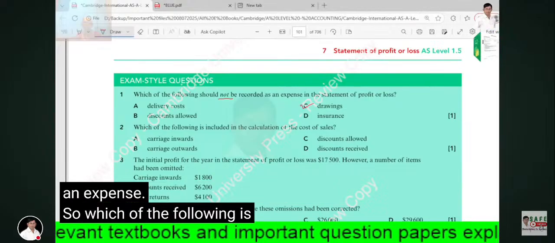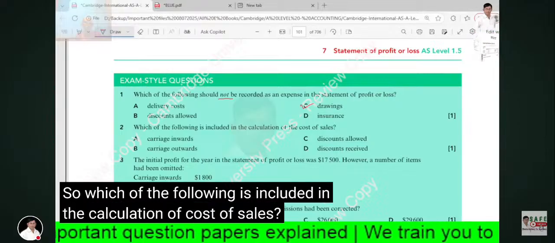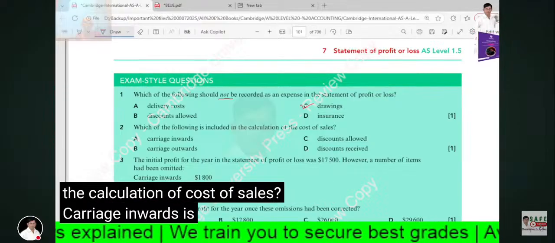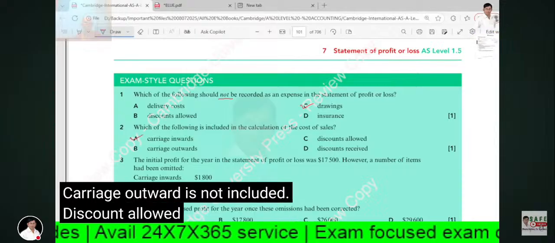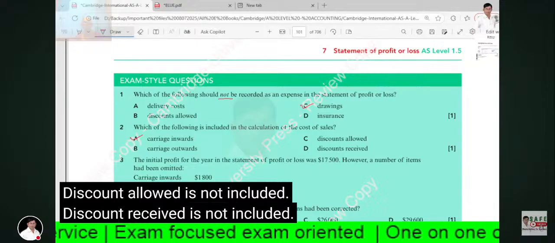Which of the following is included in the calculation of cost of sales? Carriage inwards is included, yes. Carriage outwards is not included. Discount allowed is not included. Discount received is not included.